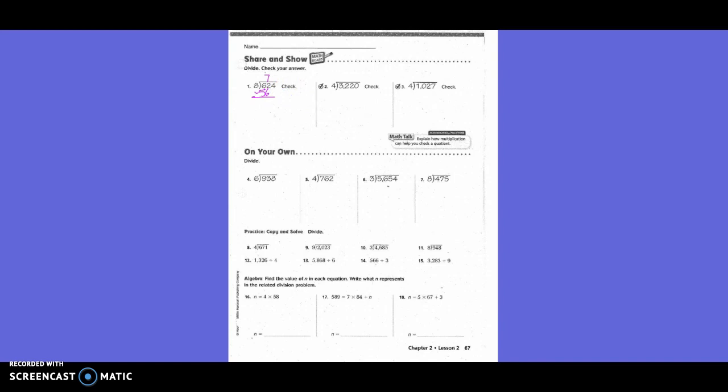6 left over. And then I bring down my 4. How many times does 8 go into 64? 8 times. 8 times 8 is 64. 64 minus 64 is 0. And then nothing else to bring down, correct?